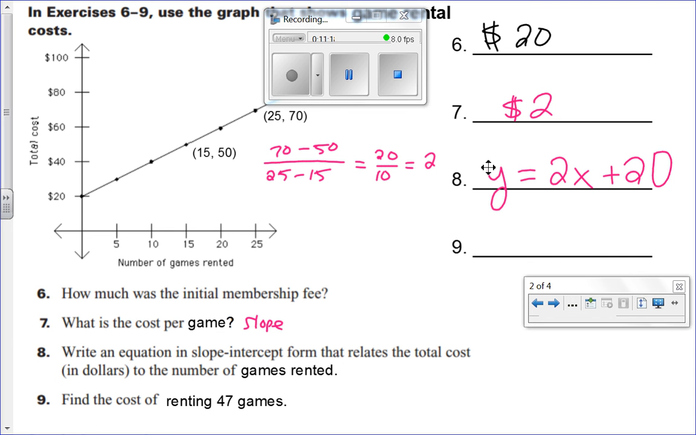And find the cost of renting 47 games. How can we utilize Ray's equation to figure out how much 47 games would cost to rent? Ray? Plug in 47. Yeah, so Ray, on his homework last night, was plugging that 47 in perfectly, but he would not actually head to his calculator. So at this point, we're heading to our calculator. 94. 2 times 47 plus 20. Oh, it's 114. 114. I'm trusting them, so check their math. 94 plus 20. Okay.